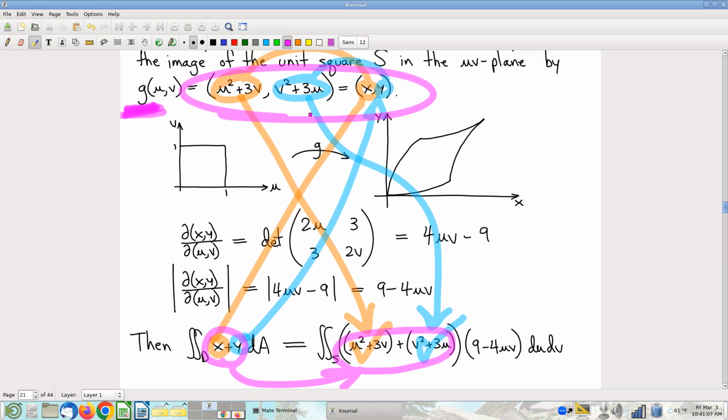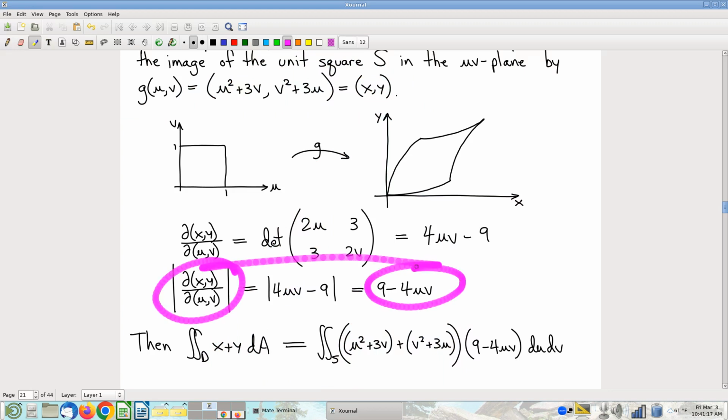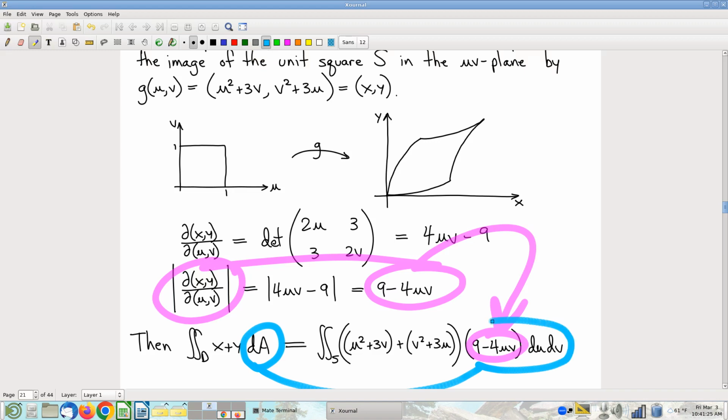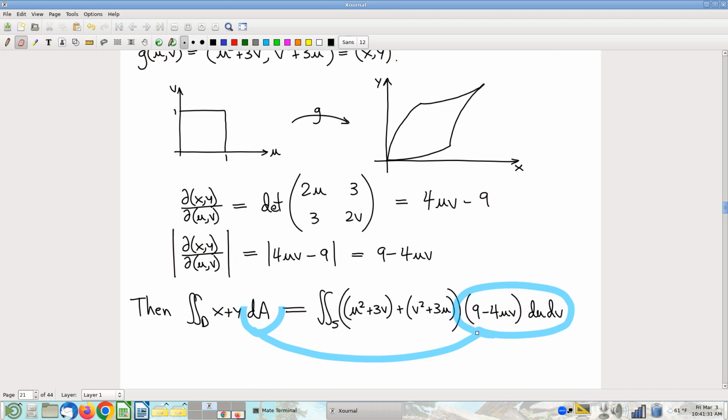All right. So what about the stretching factor? Well, we went to some trouble already to compute that thing. Our stretching factor is apparently 9 minus 4uv, so don't forget to toss that in there. That makes my dx dy something I can rewrite in terms of u and v. And lo and behold, we're done. We have ourselves a brand new integral.